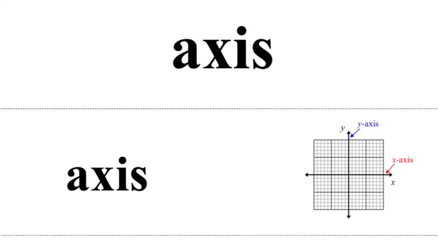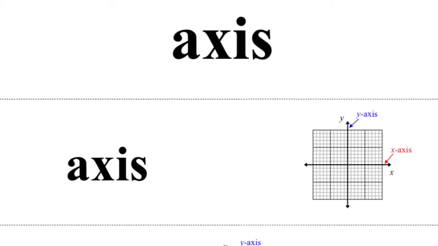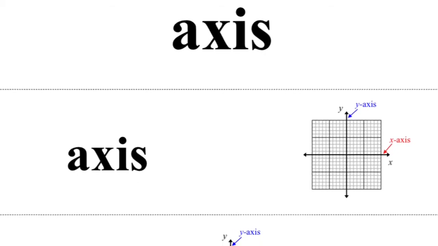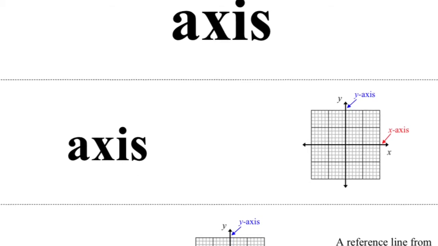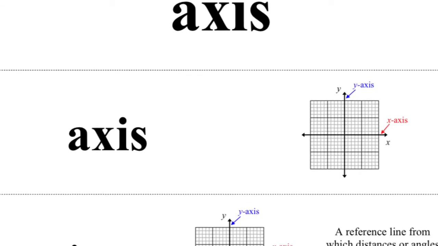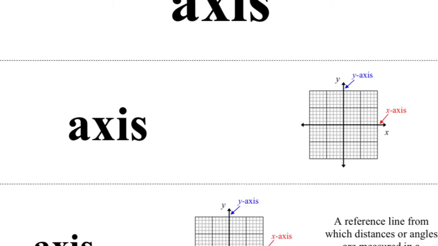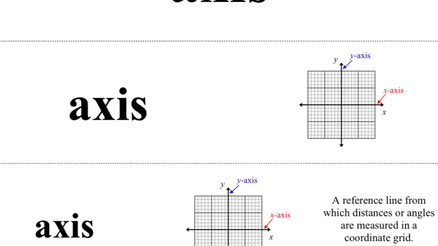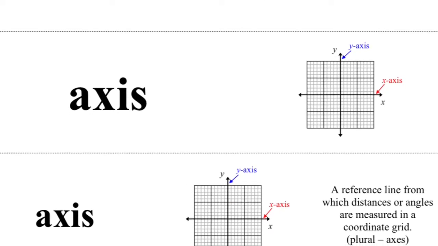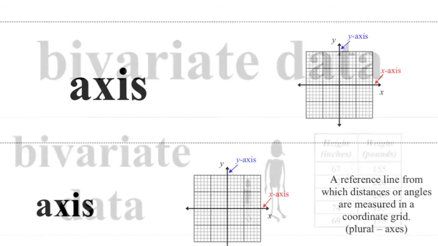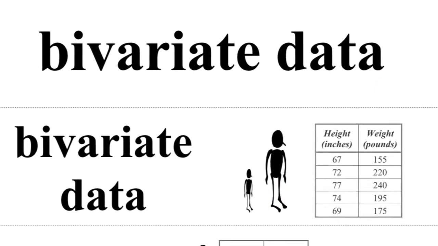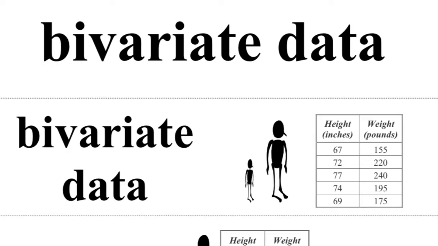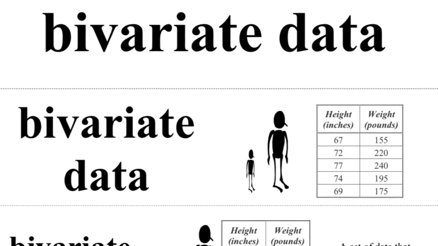An axis is a part on the coordinate plane that is either a line going left-right or up-down. The y-axis is the axis going up-down, and the x-axis is the axis going left-right. Bivariate data shows connections between two sets of data.